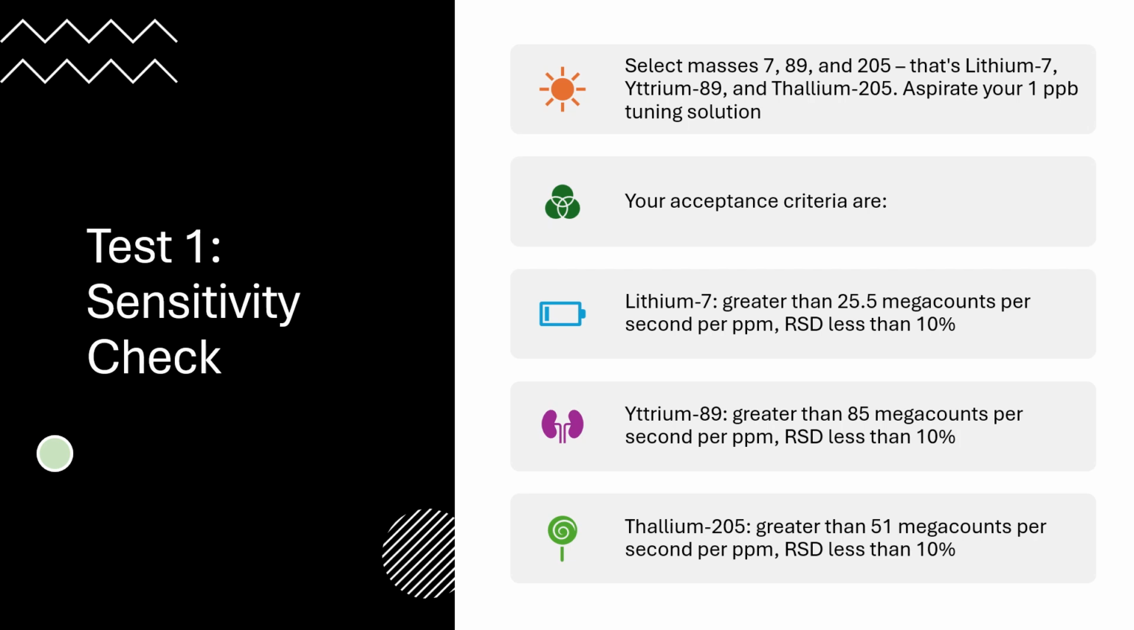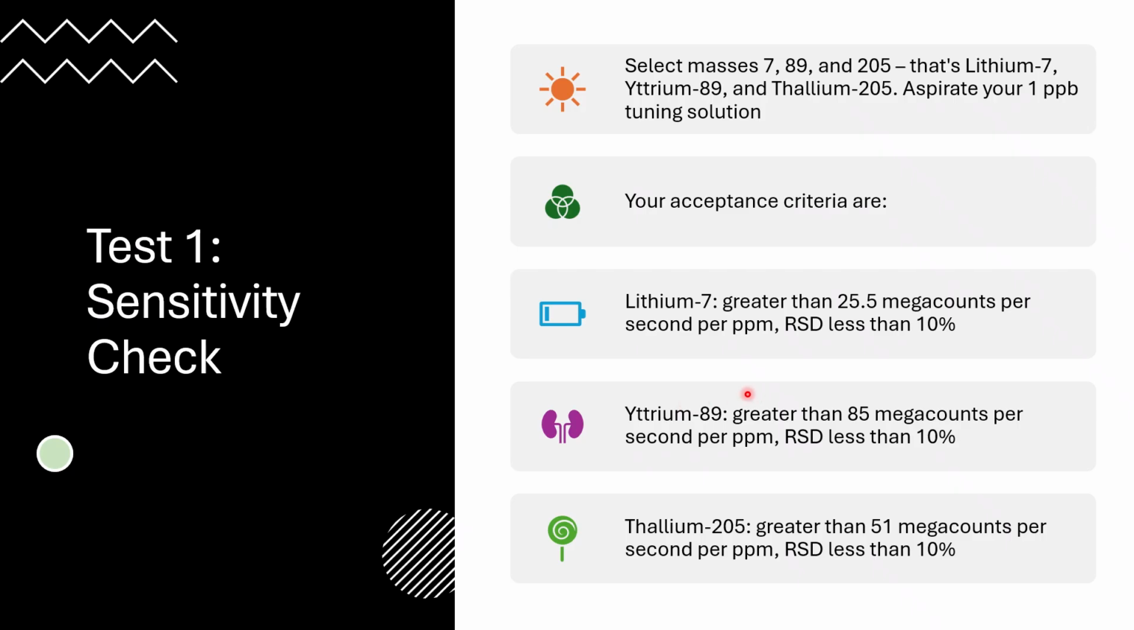So let's begin with sensitivity check. So for this, you need to select your masses 7, 89 and 205. 7 is lithium, 89 is yttrium, 205 is your thallium. You need to aspirate your 1 ppb tuning solution.